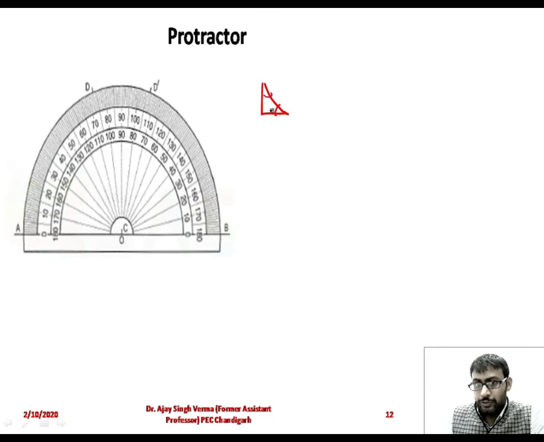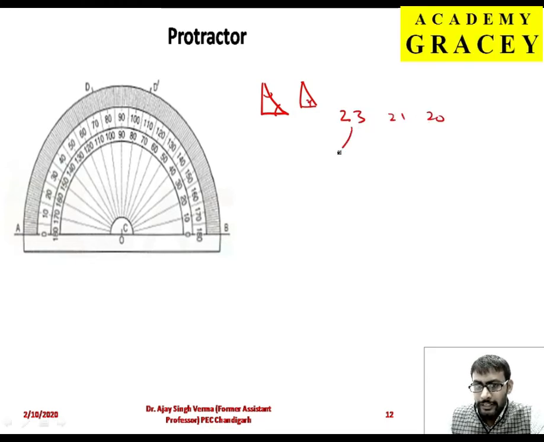For example, it is 30 to 60, and one set square having a 45. So if I have to make an angle of 23, 21, some 20 degree, in this type of problem we will go for the protractors.